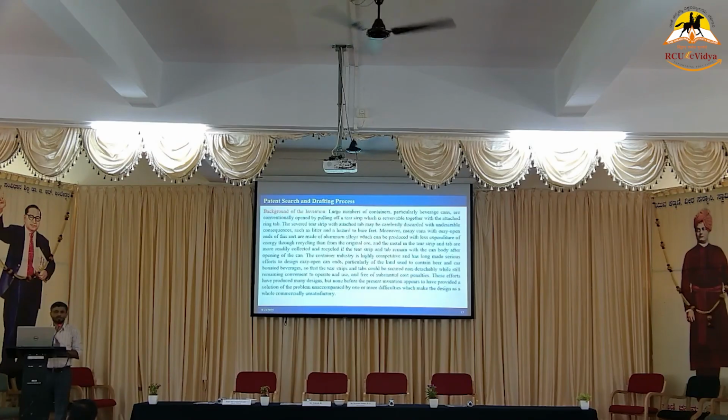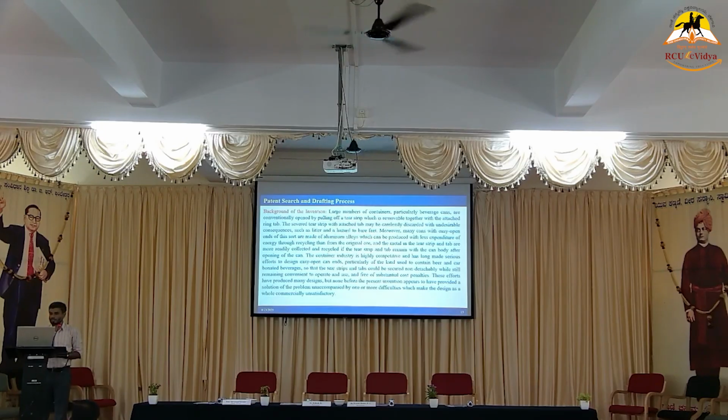Next one is the background of the invention. This is very important because people will try to understand which area you are going to protect. Large number of containers, food containers, particularly beverage cans, are conventionally opened. See, this is what I told. What is the problem statement and what is the technical solution you are giving?